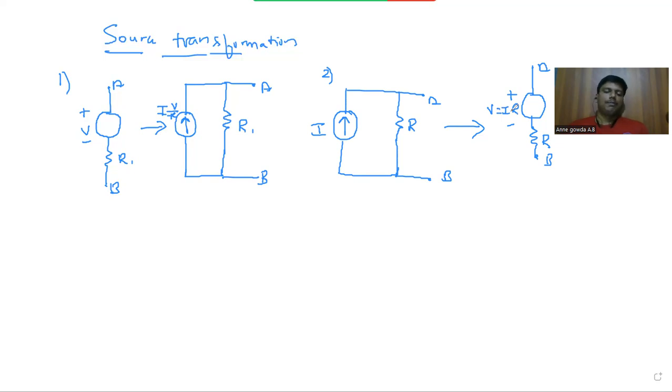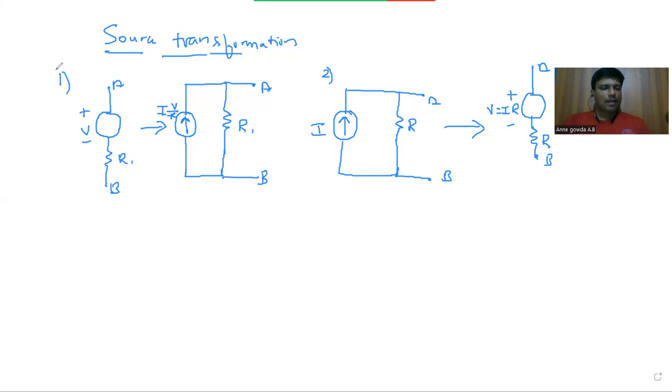So this is the basic fundamental source transformation technique: converting a voltage source with a series resistance into a current source with a parallel resistance, and similarly a current source with a parallel resistance into an equivalent voltage source with a series resistance R.